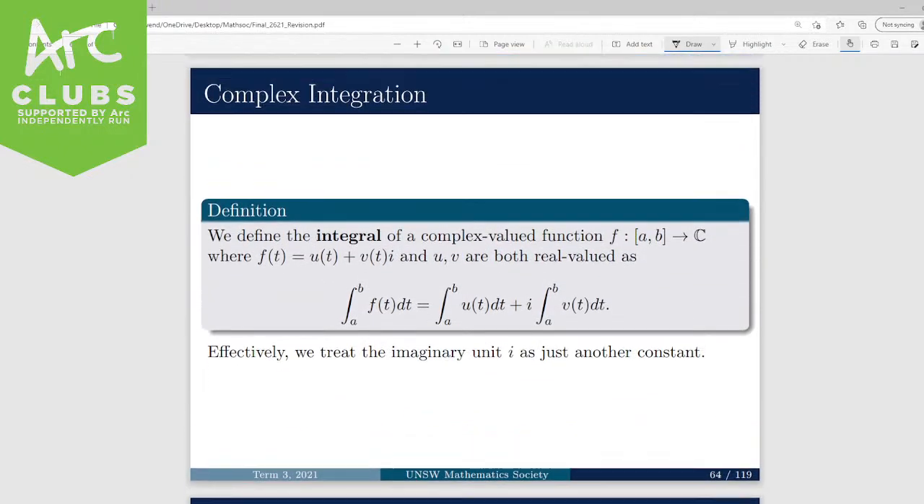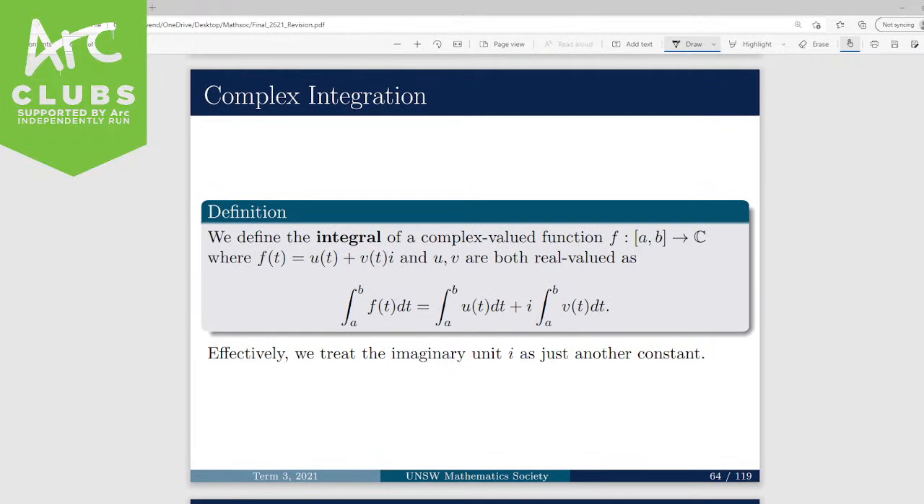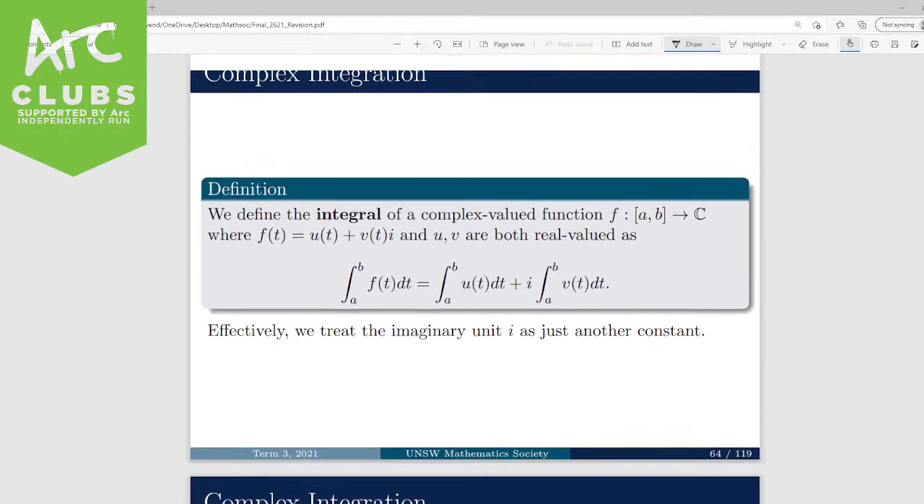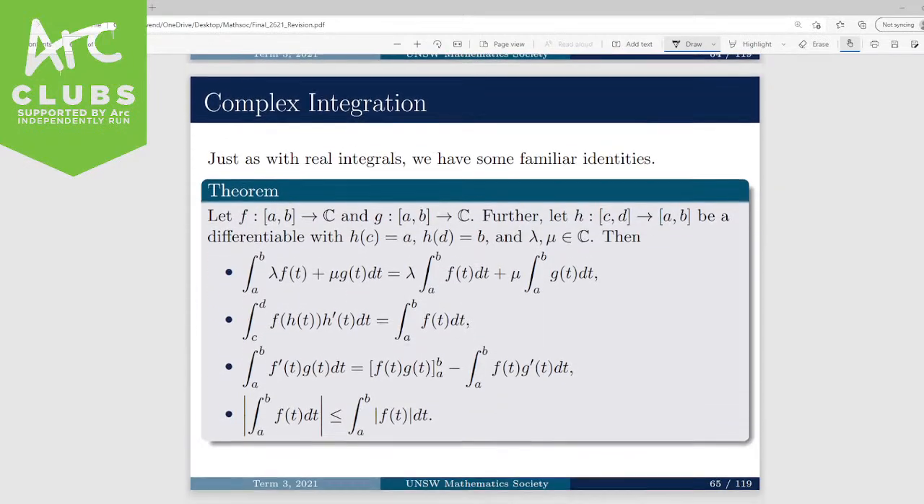So defining the integral of a complex valued function, it's not a lot of plot twists you would expect here. So your f is equal to u plus iv. When you integrate f, you can integrate the u and then add i times the integral of v. So i, you can just think of it as a constant, which we pretty much have been thinking of it as. So not a lot of plot twists with the definition of how to integrate a complex valued function.